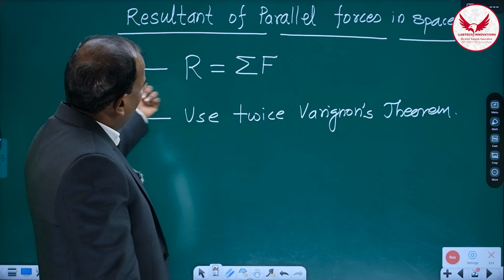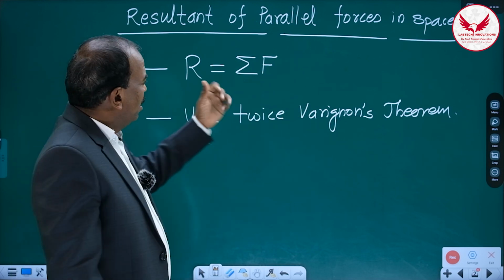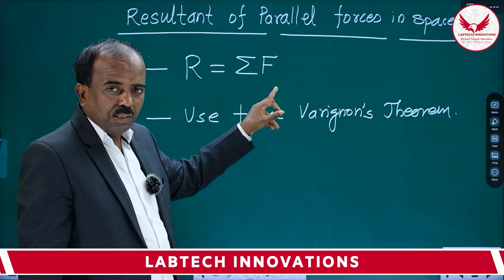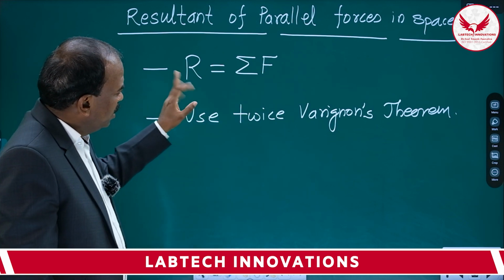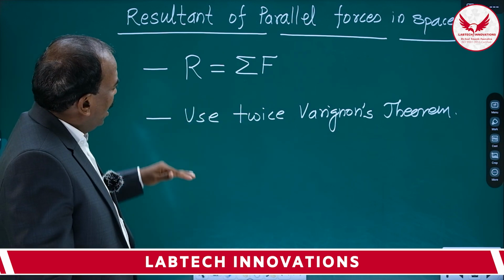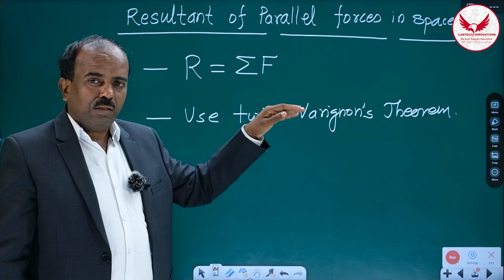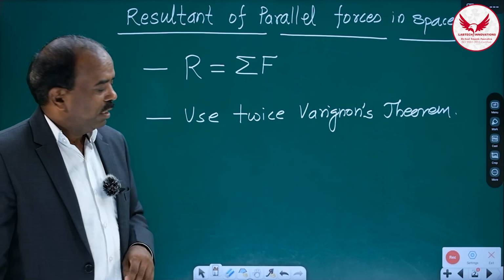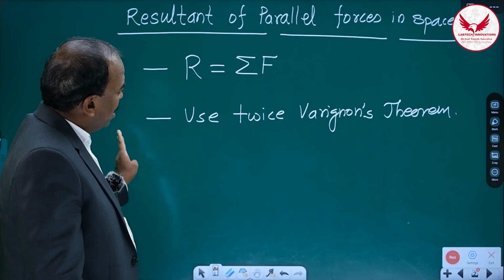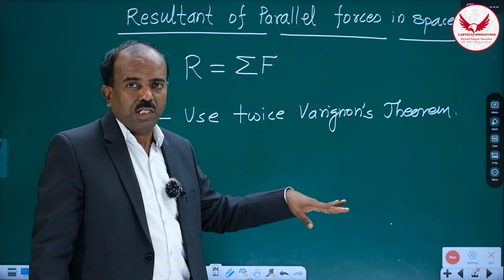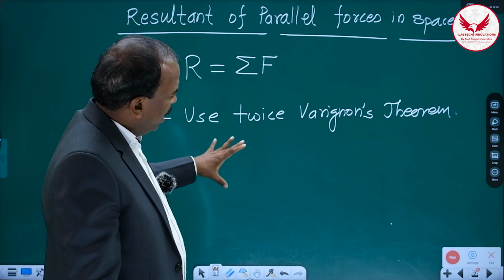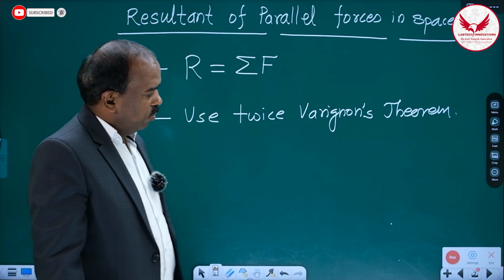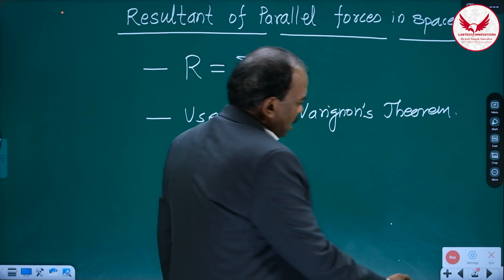Hence, very first step is what? For getting the magnitude and direction, simply we have to use R is equal to summation F. If those are parallel to x, summation Fx; parallel to y, summation Fy; and parallel to z, summation Fz. And by only this one step, we'll get the magnitude and the direction of the resultant. Then for locating the resultant, we have to use Varignon's theorem twice. And all this I'll explain while solving the problems on this part only. So now we'll see the examples on it.